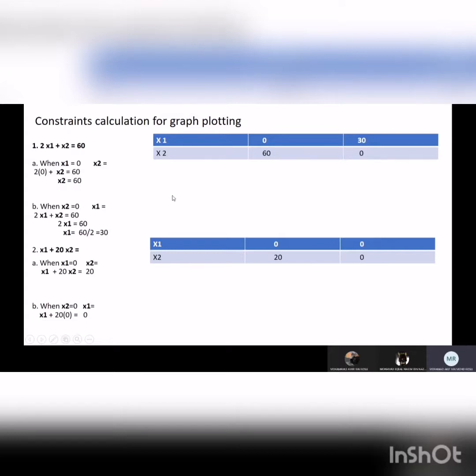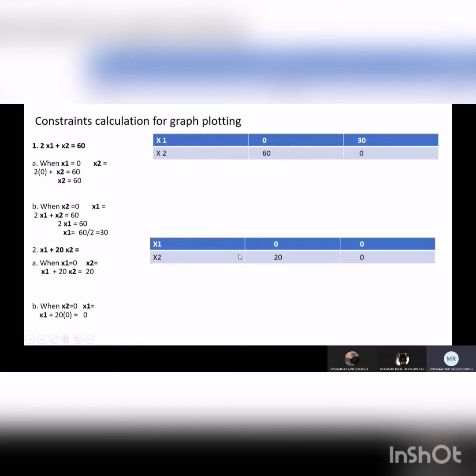Now we move to constraint number 2, which is x1 plus 20x2 equal to 20. We repeat the same step again: x1 and x2, we make a box. For x1 we put 0, and for x2, when x1 equals 0, x1 plus 20x2 equals 20.